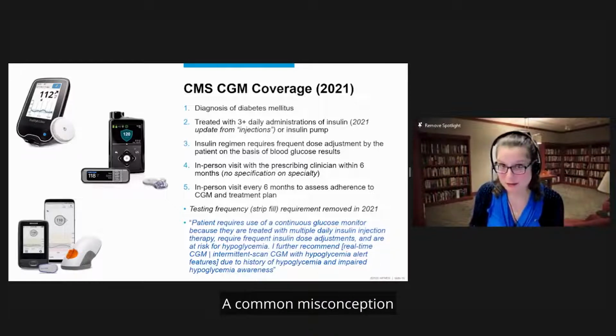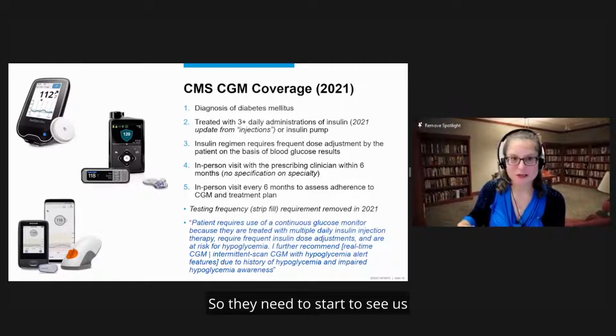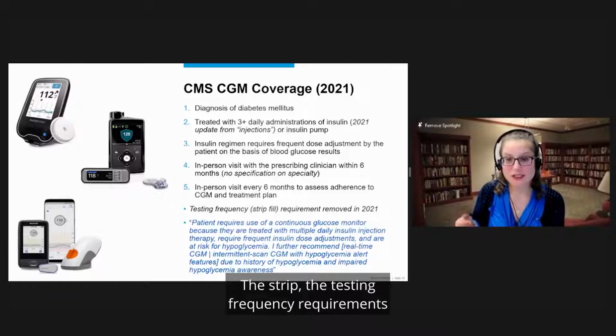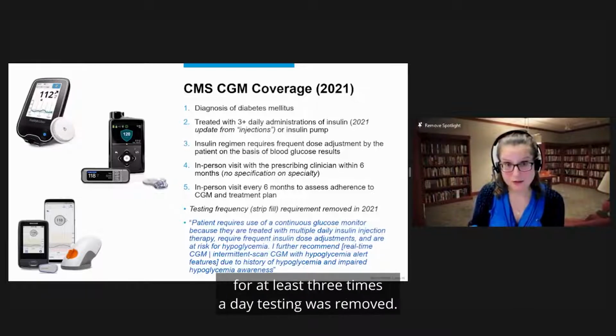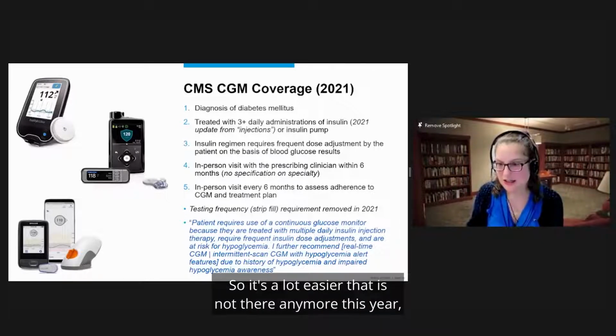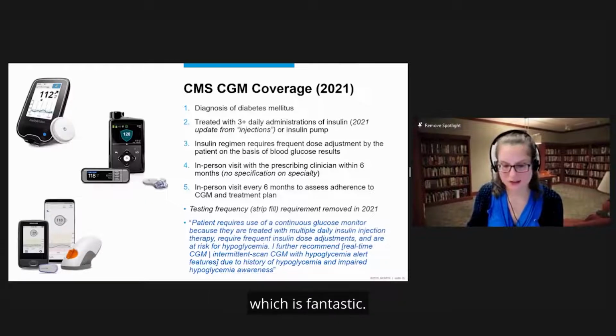A common misconception is that it has to be an endocrinologist. It does not. It's the prescribing clinician. So we count in primary care. So they need to start to see us both within 6 months of initiation and then every 6 months of using. The testing frequency requirement for at least 3 times a day testing was removed. So it's a lot easier. That is not there anymore this year, which is fantastic.